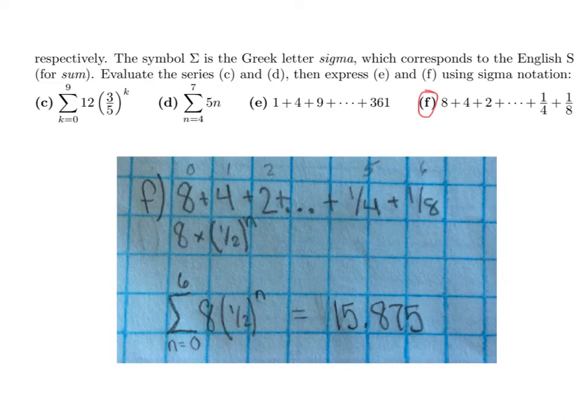Okay, so in F, we were supposed to express this series in sigma notation. So we first found the equation to be 8 times 1/2 to the n power. And then we put that into sigma notation. And we got that 1/8 was the 6th term. So then it starts at the 0 term. And then we got the answer to be 15.875.